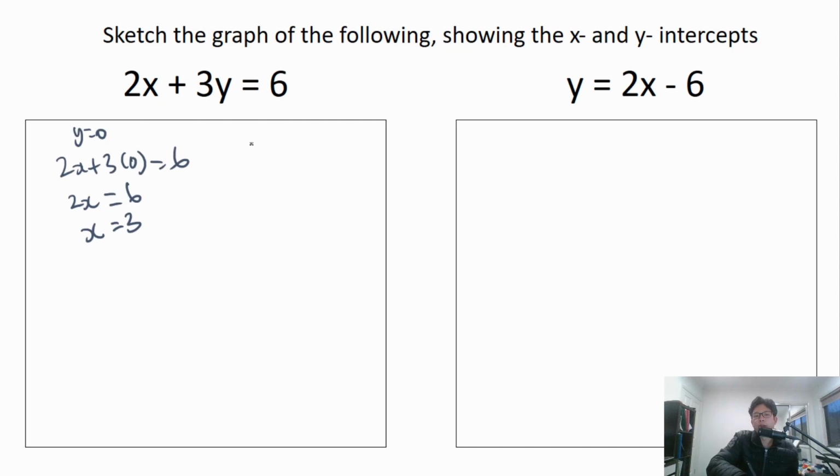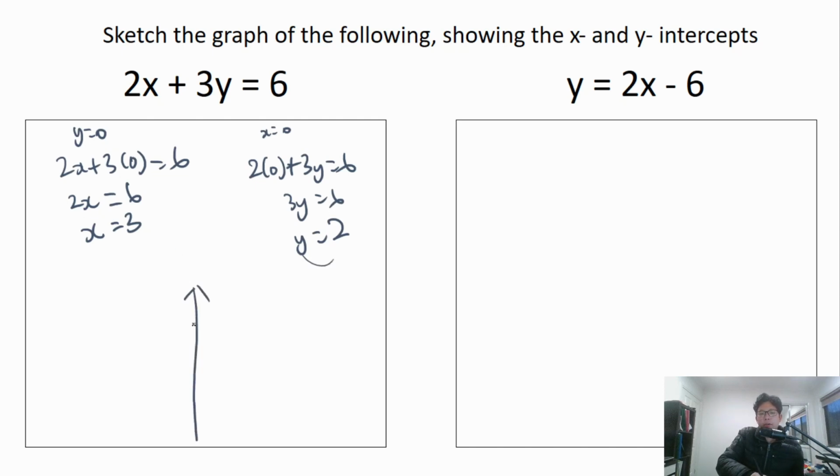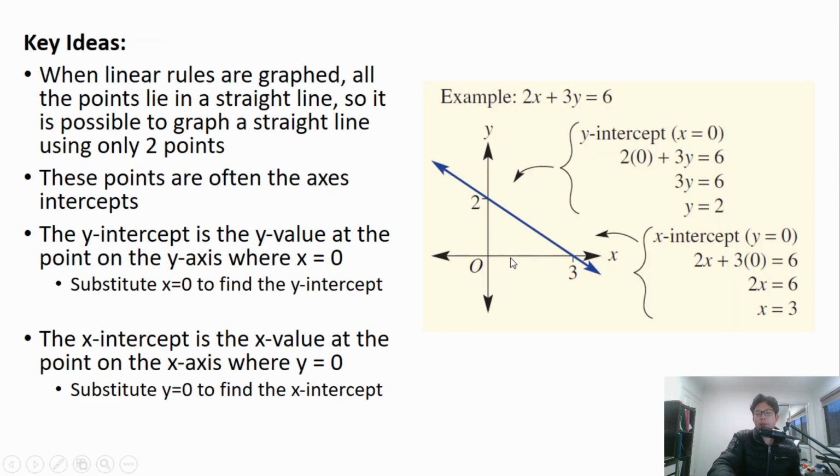Now let's do x equals 0 for the y-intercept. That gives you 2 times 0 plus 3y equals 6. 3y equals 6, and y is 6 divided by 3, which equals 2. So we know x equals 3 and y equals 2. For this equation, let's draw a rough axis here. It looks something like that.